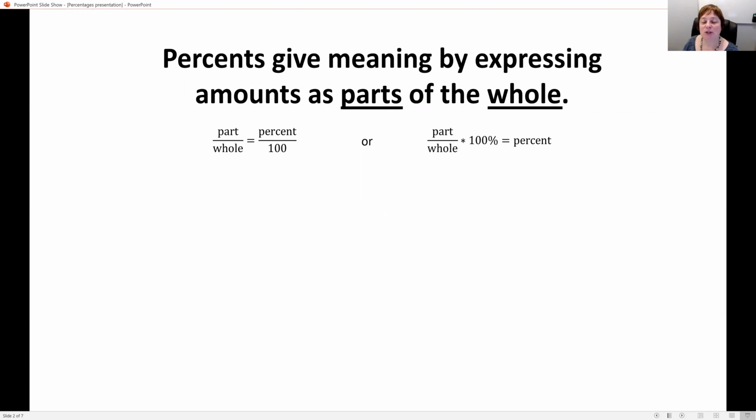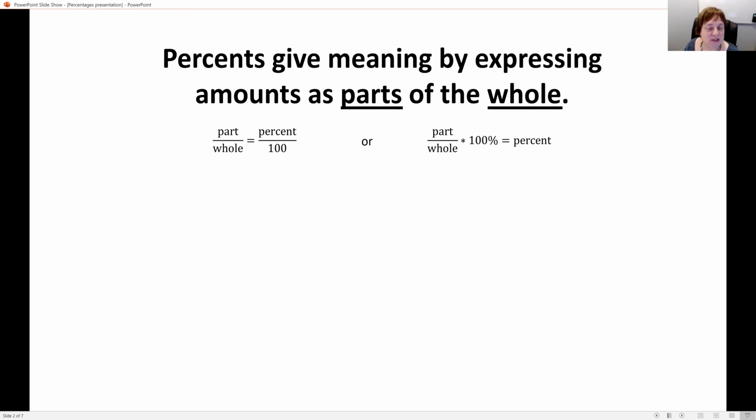Percents give meaning by expressing amounts as parts of the whole. So we have two relationships here that you may have seen in one form or another. The ratio of the part to the whole is the percent over 100. That's what percent means, how many out of 100. Or you may have seen it as the version there on the right, that the part divided by the whole times 100% will give you the percent relationship there.